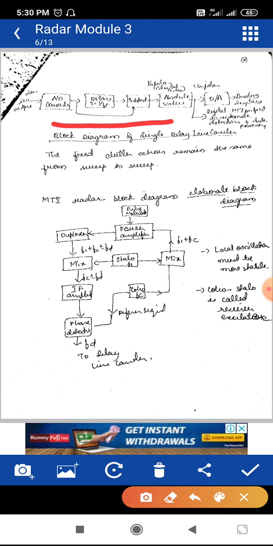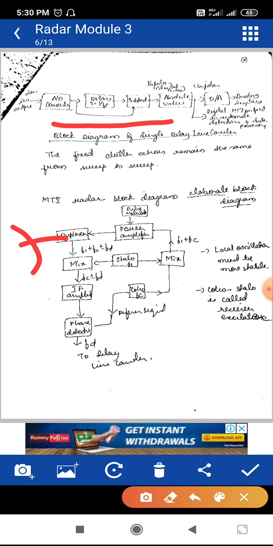Now we are again discussing the MTI radar block diagram. Whatever we have discussed previously was a simplified version. Now we are going to discuss the elaborate block diagram of MTI radar. We can see here we are using a power amplifier, then a pulse modulator. So the pulse is transmitted through a duplexer, and here we can draw an antenna.